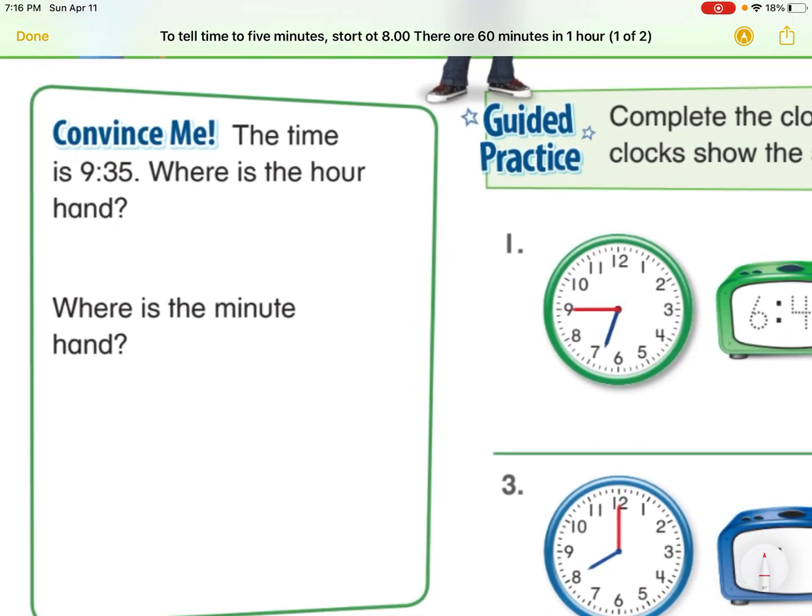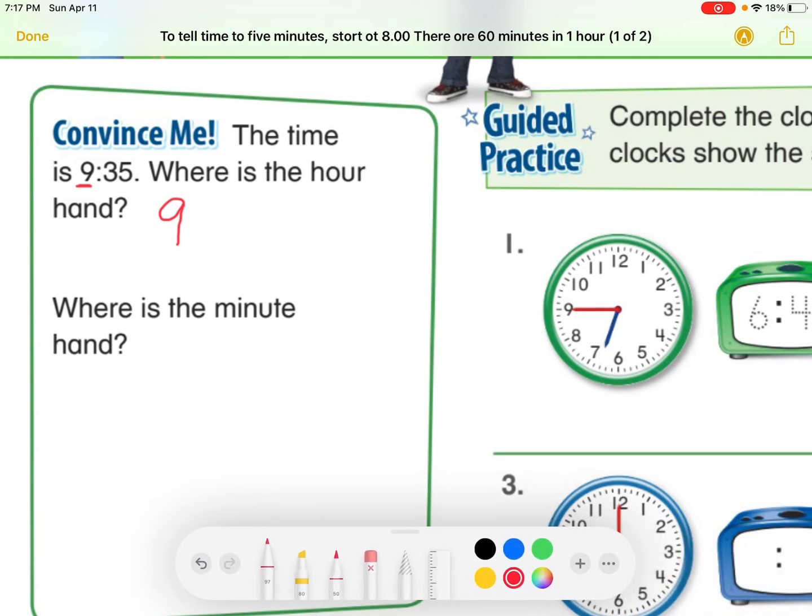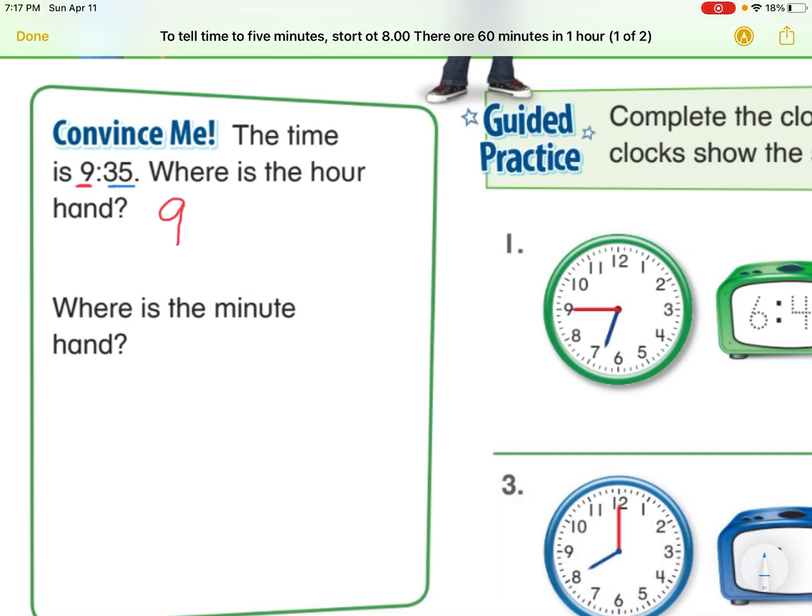So in the convince me, it says the time is 9:35. Where is the hour hand? Where is the minute hand? Well, when we look at time, the hour hand is always going to be the first number. So the hour hand is at 9. And the minute hand is going to be the second digit. And it's 35 minutes. So it's 9:35.